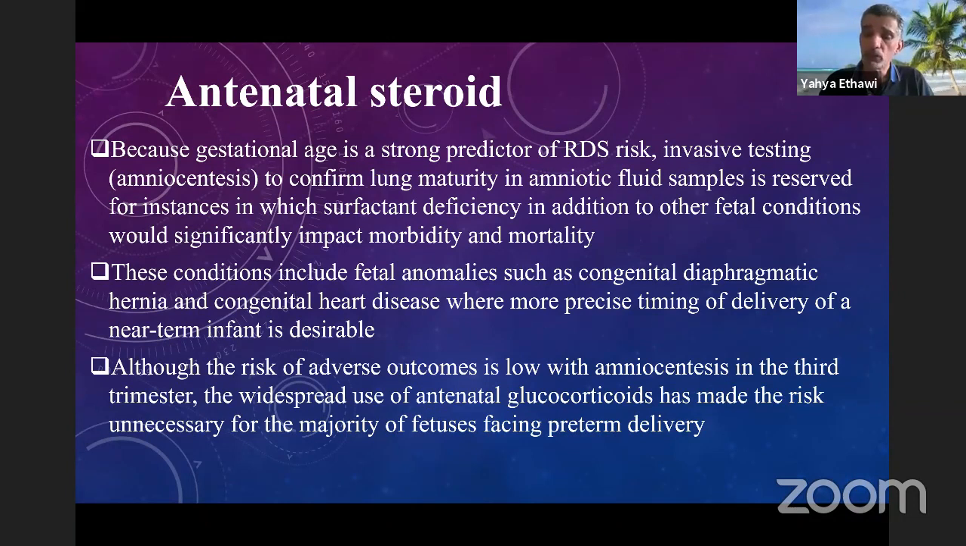We know that taking amniotic fluid for amniocentesis is probably safe in the 3rd trimester to check for lung maturity, but the wide use of antenatal corticosteroid to reduce the risk of RDS makes this procedure unnecessary.